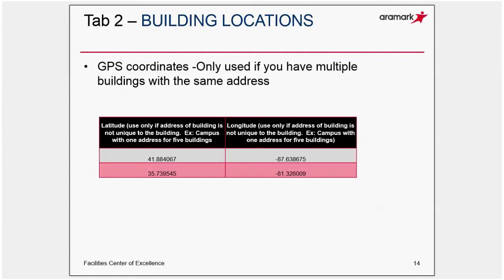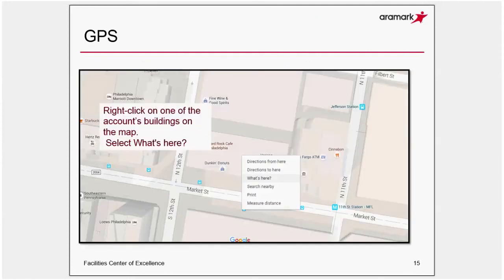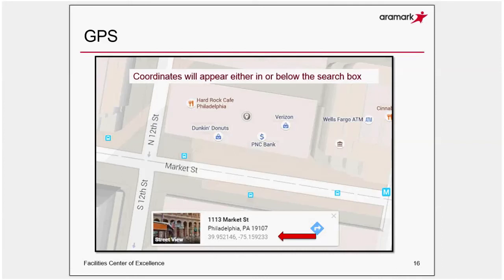Columns J and K, if applicable, this is where you would utilize your GPS instructions. The longitude and latitude coordinates. On your computer, visit Google Maps at google.com/maps. Search for your account location. Right-click on one of the account buildings on the map. Select Where's Here. Coordinates will appear either in or below the search box. Use the listed coordinates as they appear in columns J and K.